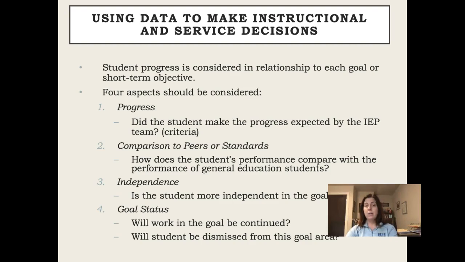Did the student make the progress that was expected by the IEP team? How does the student's performance compare with the performance of other general education students? Is the student more independent in the goal area than they used to be? And then will work on the goal continue? Or will the student be dismissed from this goal area? So have they achieved their goals? And if so, maybe it's time to work on something else.